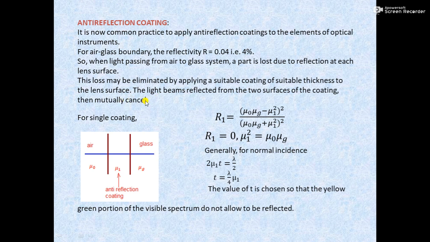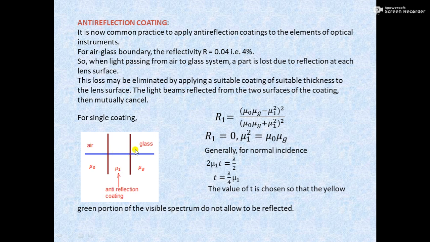For an air glass boundary, the reflectivity R is equal to 0.04, that is 4%. So when light passes from air to glass, a part of the light is lost due to reflection at each lens surface. This loss may be eliminated by applying a coating of suitable thickness to the lens surface. The light beams reflected from the two surfaces of the coating then mutually cancel.